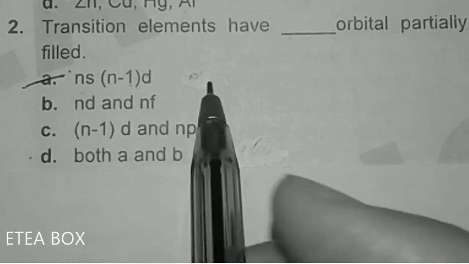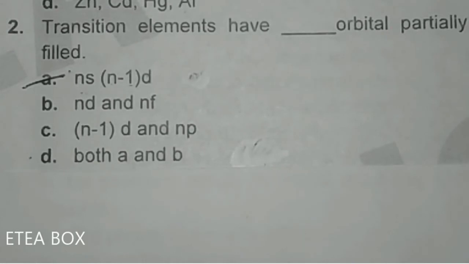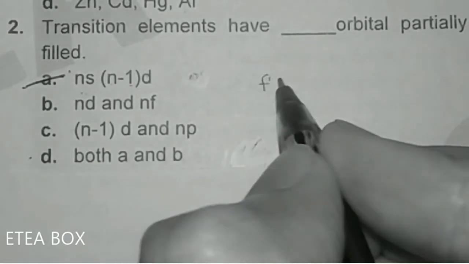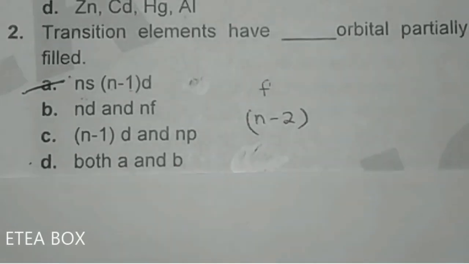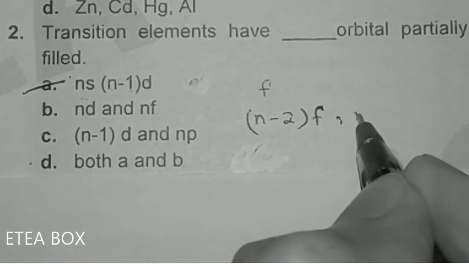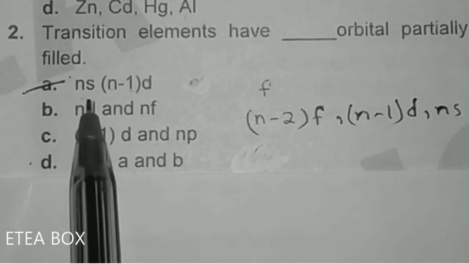In case of D block, the Ns and N-1d orbitals are partially filled, while in case of F block, N-2 F, N-1d and Ns orbitals are partially filled. Okay, so look at option A, this one is correct.